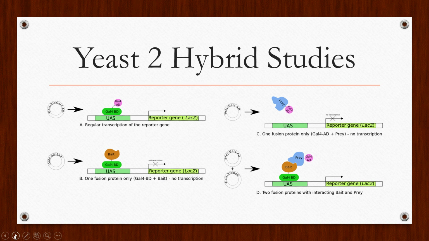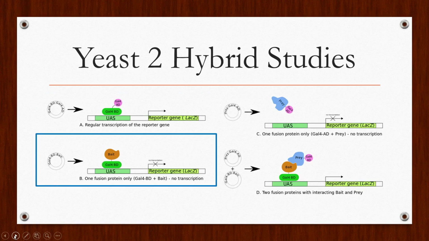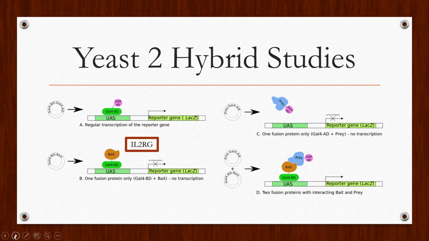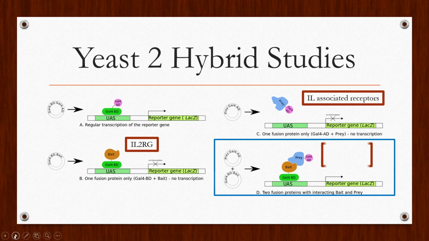Second thing that I would do is perform a yeast-2 hybrid study. I would find a reporter gene that fit my system. Then I would bait it with the IL-2RG gene, and the prey would be other IL-associated receptors. Hopefully, I would find a few that will multimerize with the IL-2RG gene.